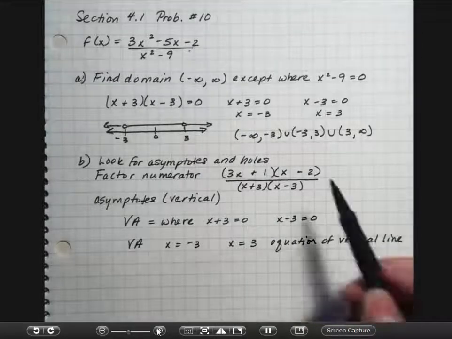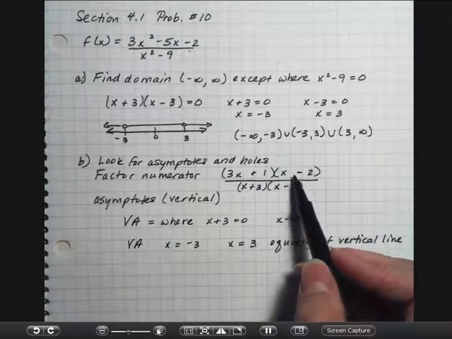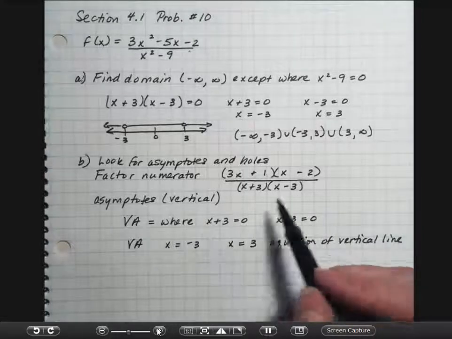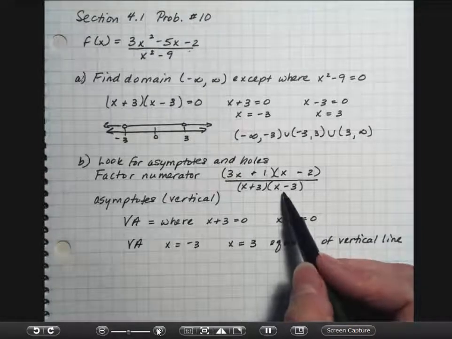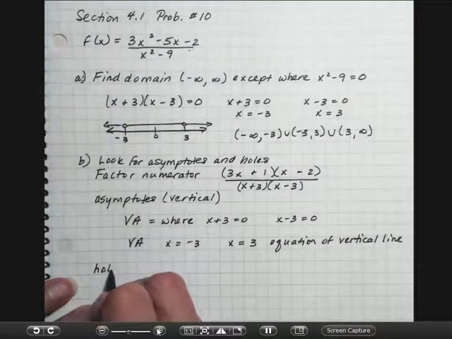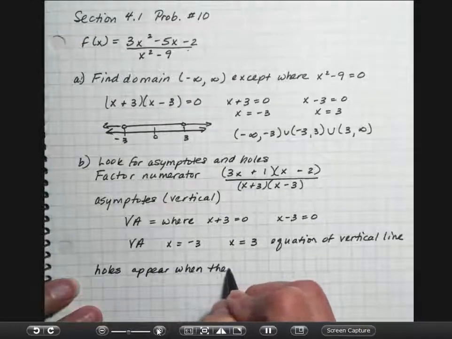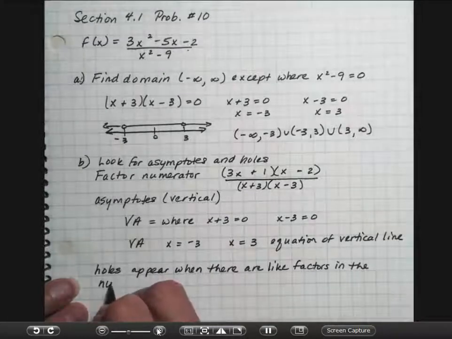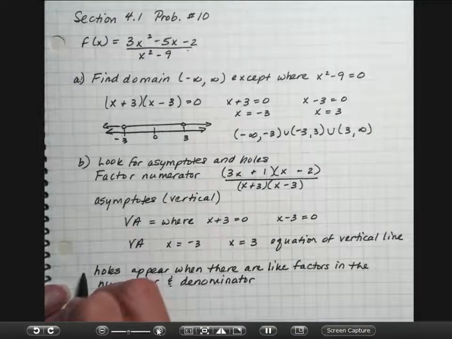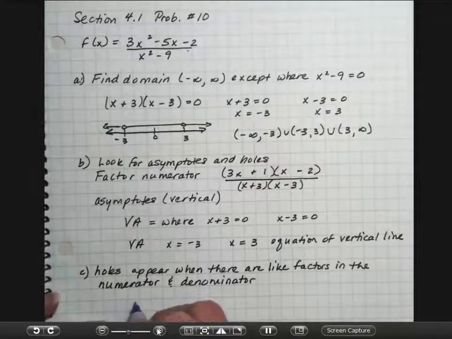Now, if I had like factors in my numerator and my denominator, so that I could cancel something out, then instead of having a vertical asymptote at these places, I would have had a hole. So holes appear when there are like factors in the numerator and denominator. Since we don't have any like factors in this particular function, there are no holes. So let me write that down. This function has no holes.